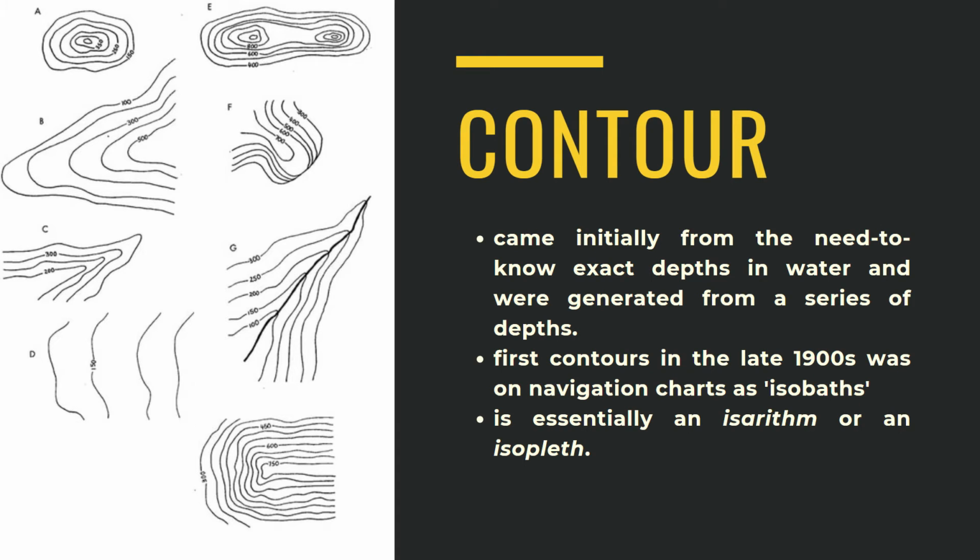So now we will be discussing contours. Contours came initially from the need to know exact depths in water and were generated from a series of depths or soundings. The first contours in the late 1900s were on navigation charts as isobaths, since hachuring was not suitable for an unseen landscape. A contour is essentially an isarithm or an isopleth, a line drawn on a map through all points having the same numerical value, such as a population figure or geographic measurement.